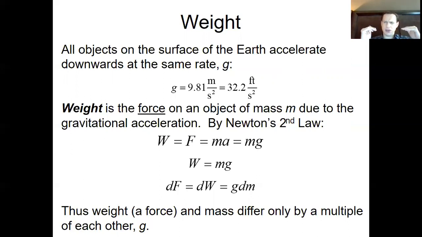I got a density equation maybe. I can multiply that by some things and get a little chunk of mass. And I got a little chunk of mass. I can multiply by g and get a little chunk of force. So basically, weight's a force. That's all you got to know. And a little bit of force, dF, is g times a little bit of mass.